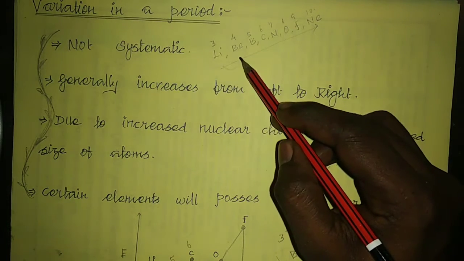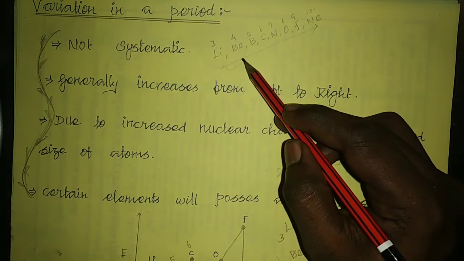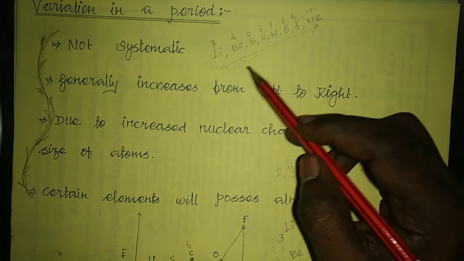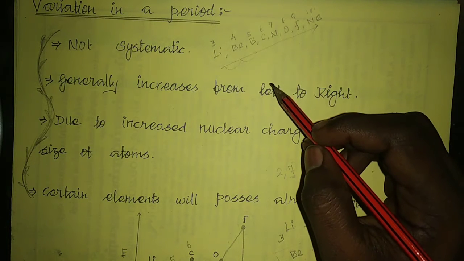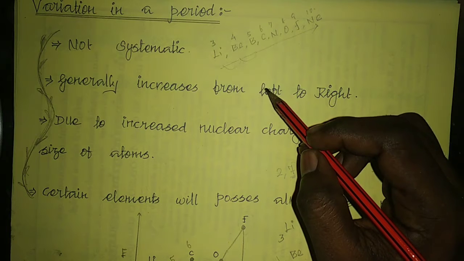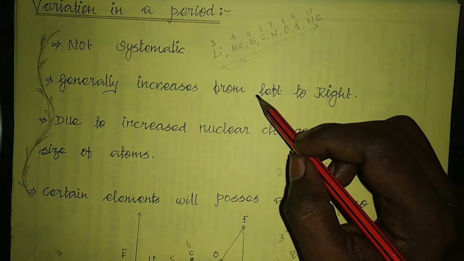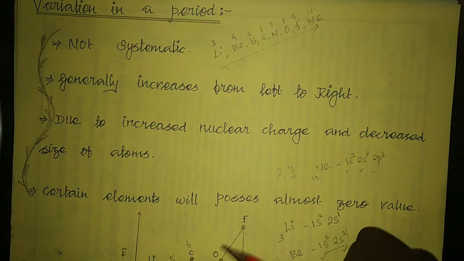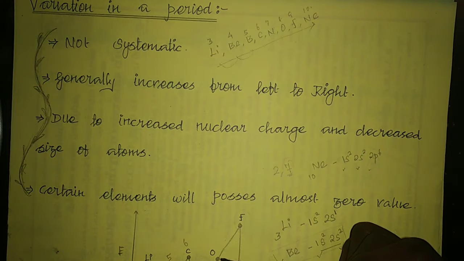When we compare lithium and beryllium, compared to lithium, beryllium has higher nuclear charge, and compared to beryllium, boron has higher nuclear charge. So we can say when we move from left to right, the nuclear charge increases. Nuclear charge increases in the sense its attractive force towards electrons increases, so electron affinity also increases. So that is given in the third point. Due to the increased nuclear charge and decreased size of atoms, the electron affinity increases from left to right in a period.